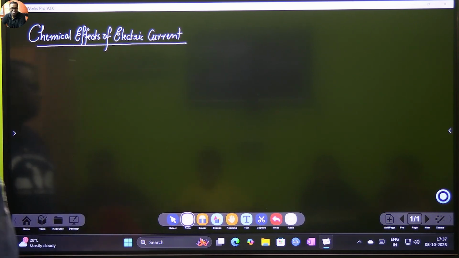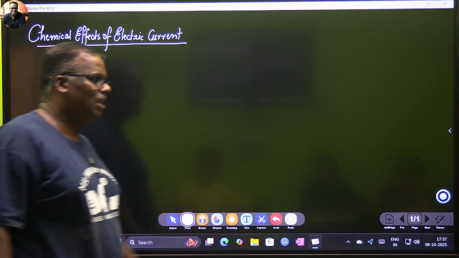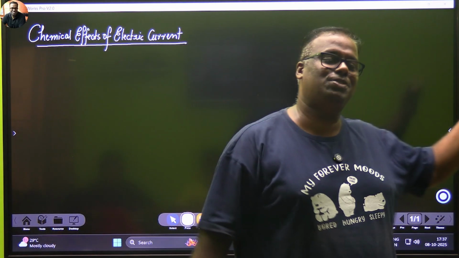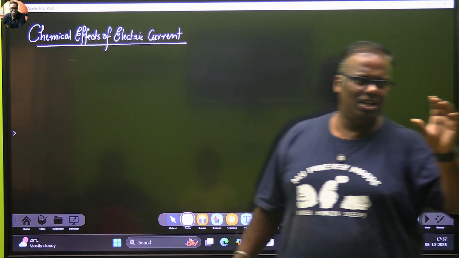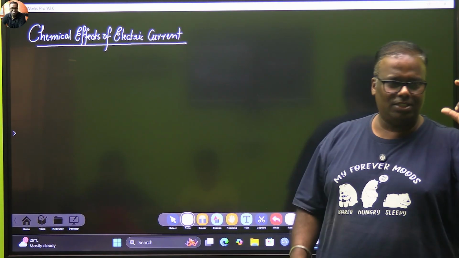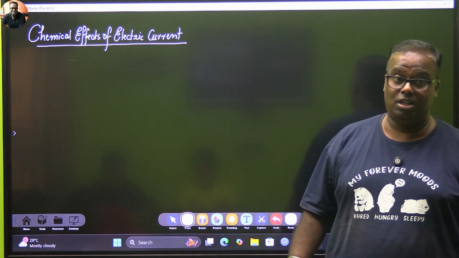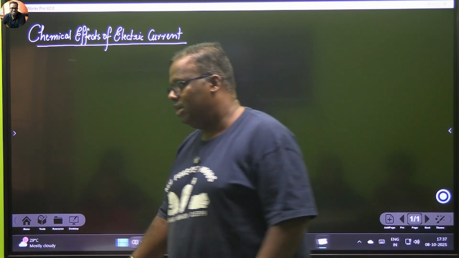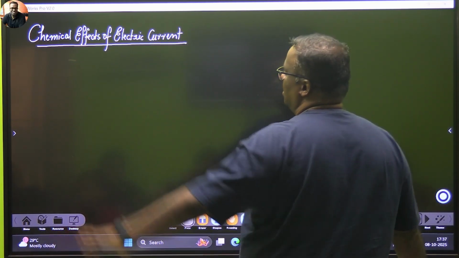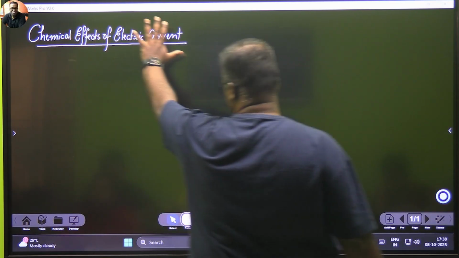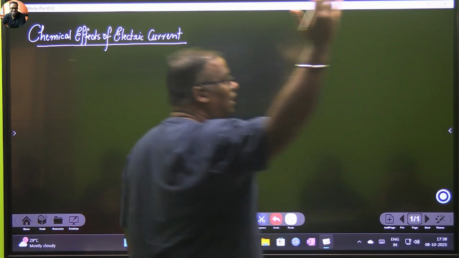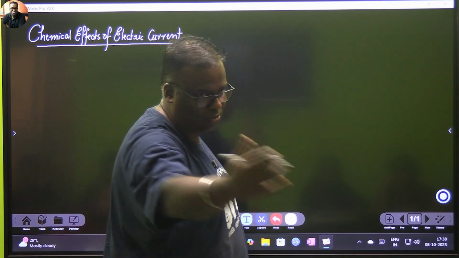Very strange name. Generally chapter names are like force and pressure, combustion. This is like chemical effects of electric current, as if we are studying a very small effect and made a chapter out of it. So that means there must be some sort of importance to it. In order to understand chemical effects, let's take a broad perspective on electric current. Now electric current is not a chemistry topic, it's a physics topic, right?